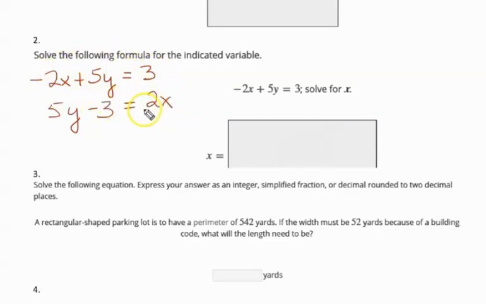Now we're going to divide both sides by 2. Now I could put it all over 2 or each term over 2, like so. So here the 2's cancel out and we get x equals 5 halves y minus 3 halves. Now you could have written it 5y minus 3 all over 2, but this is an acceptable way.